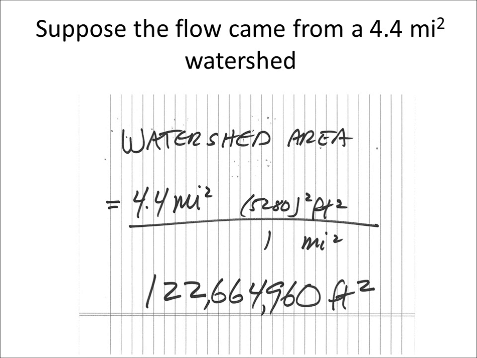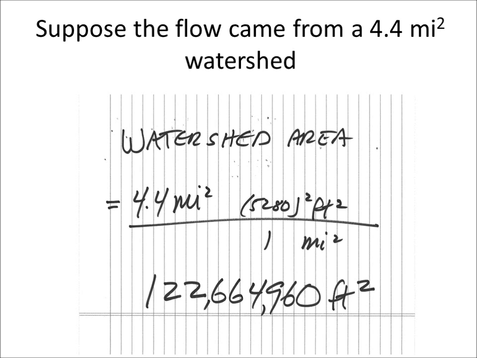The next question is this: what if the flow came from a watershed that had a 4.4 square mile area? Well, this is going to become the bottom of our equation when we divide volume by area. This will become the area that we divide the volume by to estimate the total number of inches that came from the watershed in 1 day. This is an equivalence. It's the equivalent number of inches based on the volume of flow. In this case, our watershed area is 4.4 miles squared.